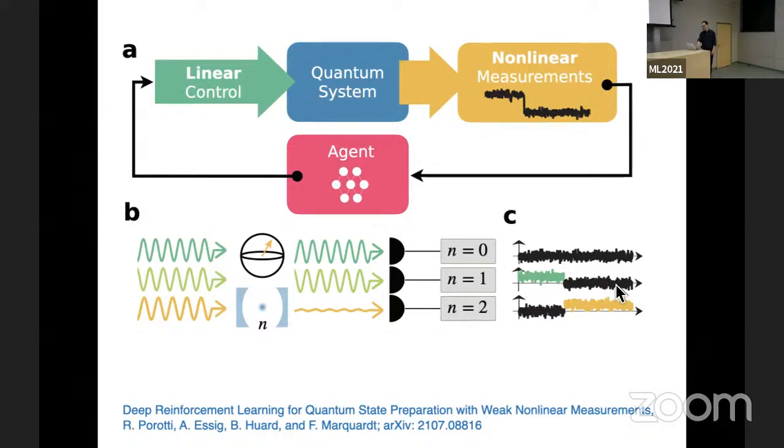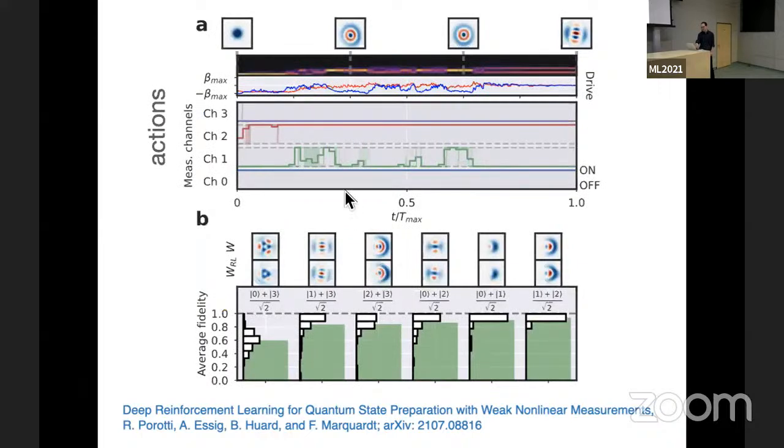And so it's a very interesting measurement setup. So it's obviously a nonlinear measurement. It's not just a homodyne measurement of the electric field coming out of the cavity. It really tells you something about the Fock state number. And the question is, if you combine this with linear control and reinforcement learning, what can you do? And so the results are quite nice.